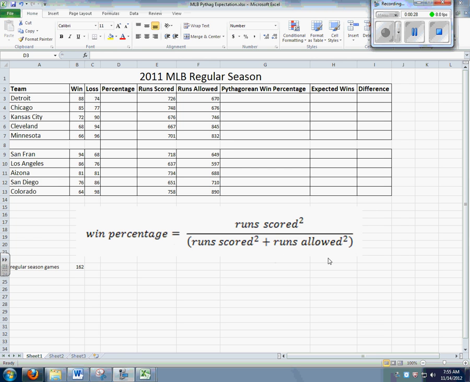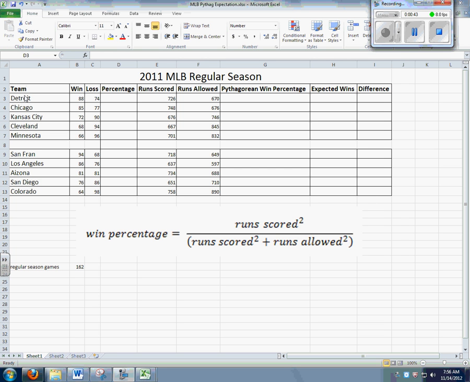Notice the parentheses on the bottom. If you don't group those two together on the bottom, you're just going to divide runs scored squared by runs scored squared and then add this on there. So we got to make sure we group those together. So here's some Excel shortcuts for you.